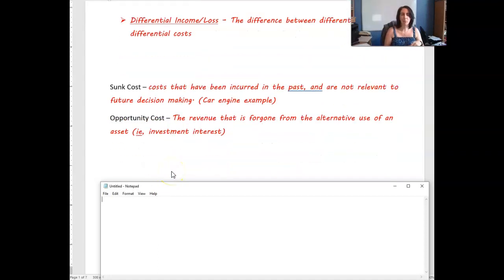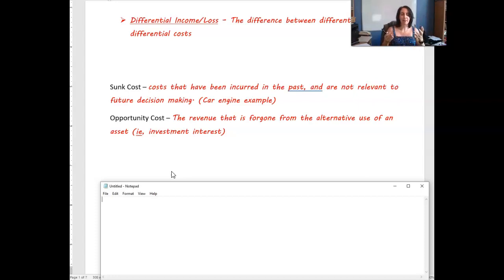All right, a couple more terms that you're going to hear and you hear very often in managerial accounting are something called a sunk cost, as well as opportunity cost. What is a sunk cost? Well, a sunk cost is something you paid already in the past. It's not relevant to the current decision making. And I'll give you an example.